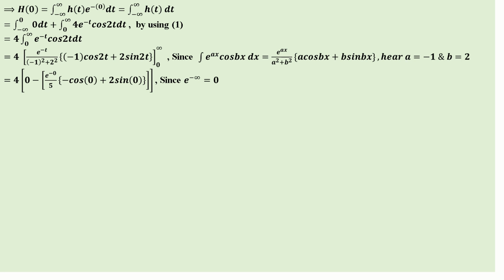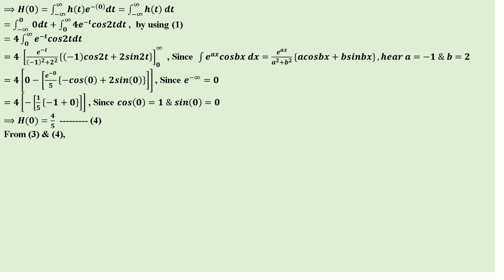So 4 into 0 minus. Now applying the lower limit. E power minus 0, by minus 1 square plus 2 square, you will get 5. Minus 1 cos, instead of t we are putting 0, cos 0 plus 2 sin 0. Sin 0 is 0, cos 0 is 1. So you will get minus 1 by 5 into minus 1, right? So minus into minus is plus, you will get 4 by 5. H of 0 is equal to 4 by 5. That is equation number 4. Now we substitute the H of 0 value in equation number 3. Mu y is equal to 3 into H of 0, that is equal to 3 into 4 by 5, which is 12 by 5. That's all.